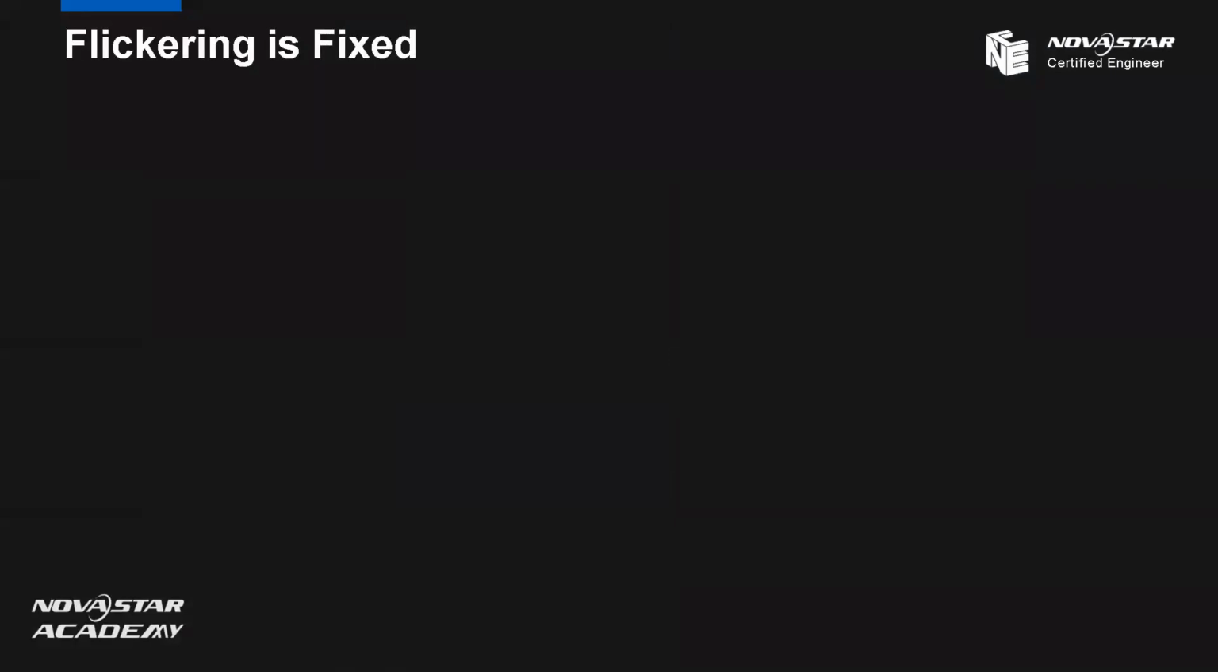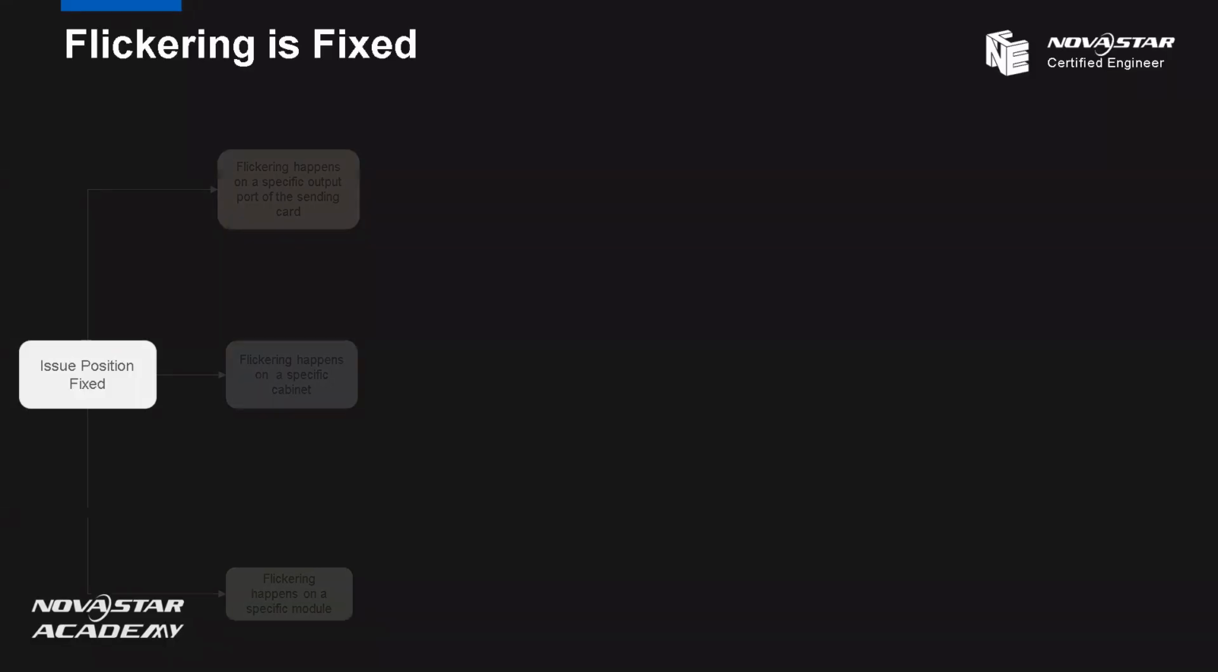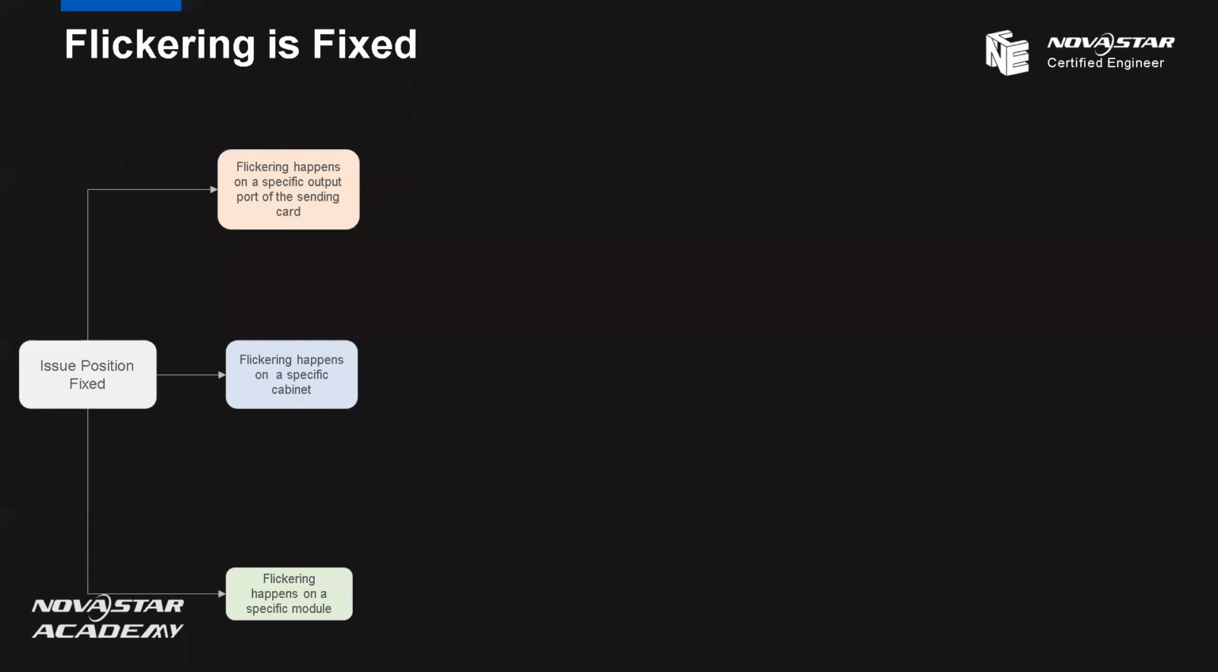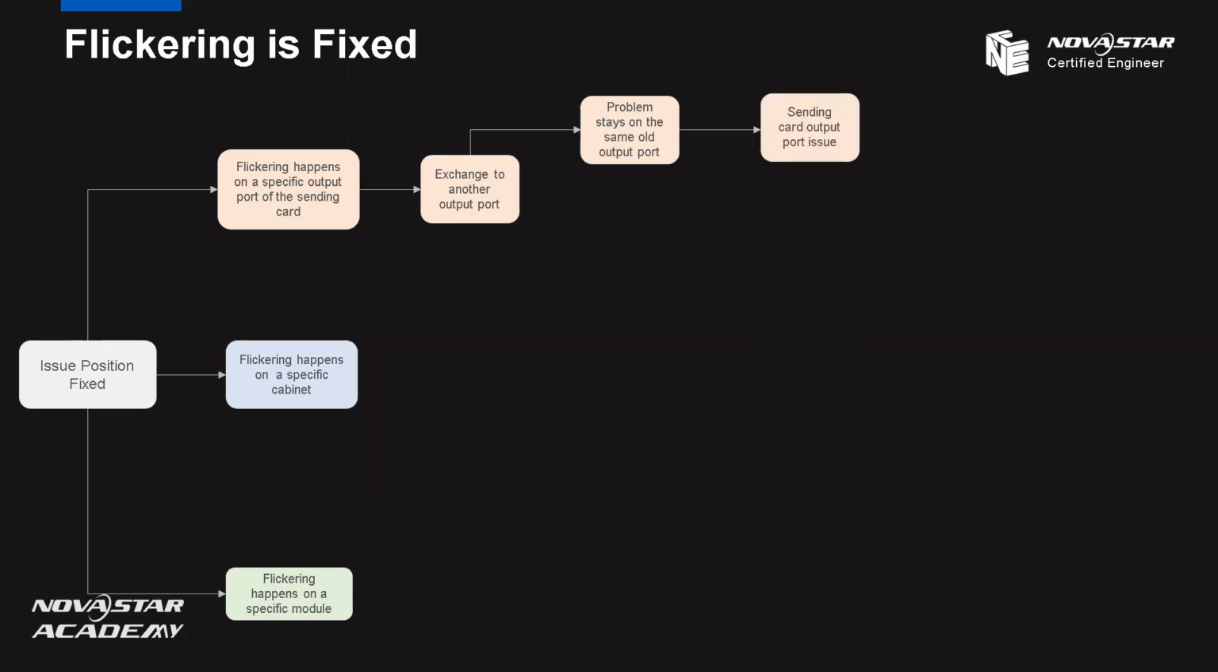So first, let's see if the flickering only happens in some fixed position. We need to confirm whether it happens on the output port level, cabinet level, or module level. There are three different types of flickering for fixed position flickering. If it happens on the output port level, we just need to change to another output port and see whether the issue remains. If the problem stays on the same old output port, that means the sending card output port may cause the flicker issue. So you may need to change to another output port.